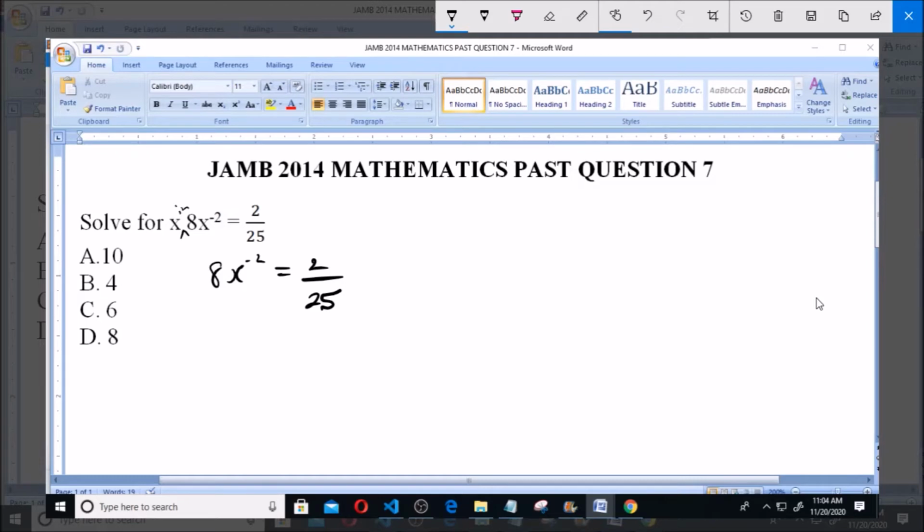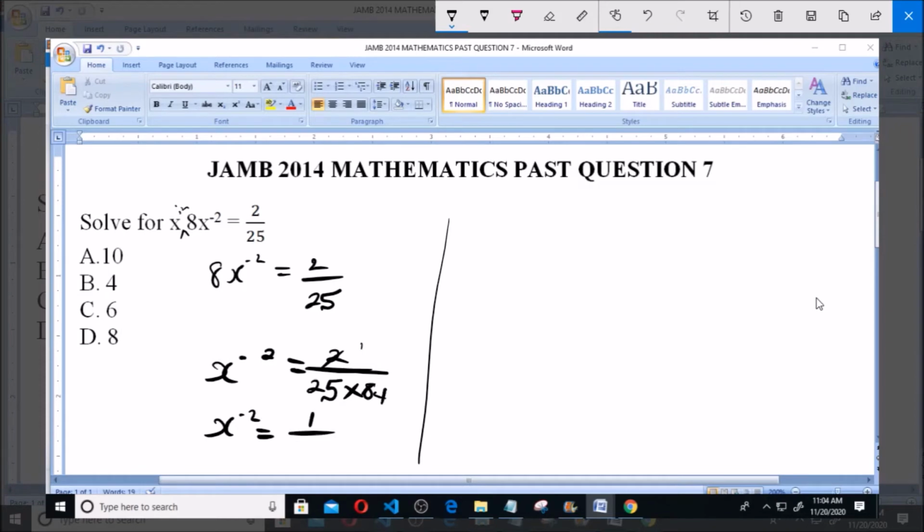Now, we can simply say from this that x raised to the power of minus 2 is equal to 2 over 25 divided by 8. That's when we divide both sides by 8. Now from here we'll have that x raised to the power of minus 2 is equal to 2 over 25 times 8. We cancel here, 1 and 2 here, 4. So it's equal to 1 all over 25 times 4.